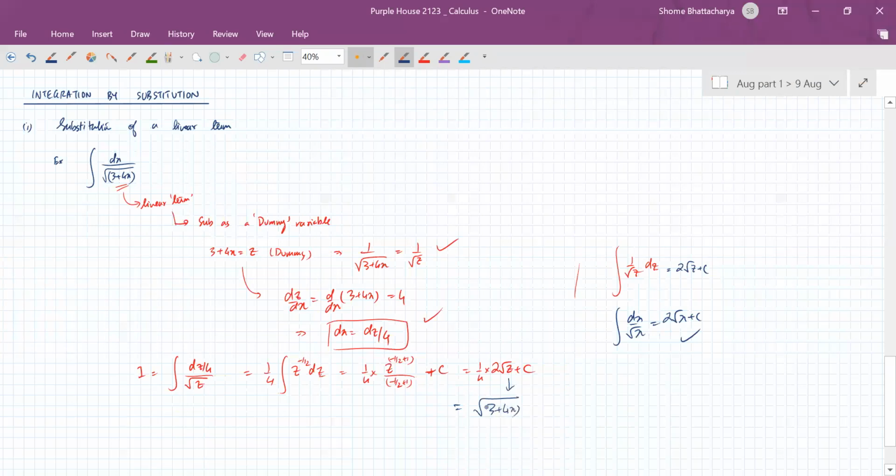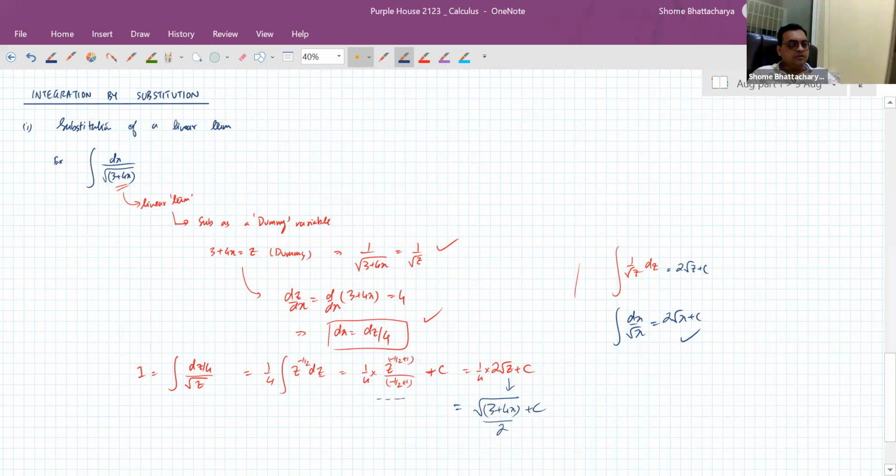So can you explain the last two steps? This step is the formula, beta. Formula we just saw, no? What is the value of n? Minus half. So what is the integration? z to the power n plus 1 upon n plus 1. Is it clear now?